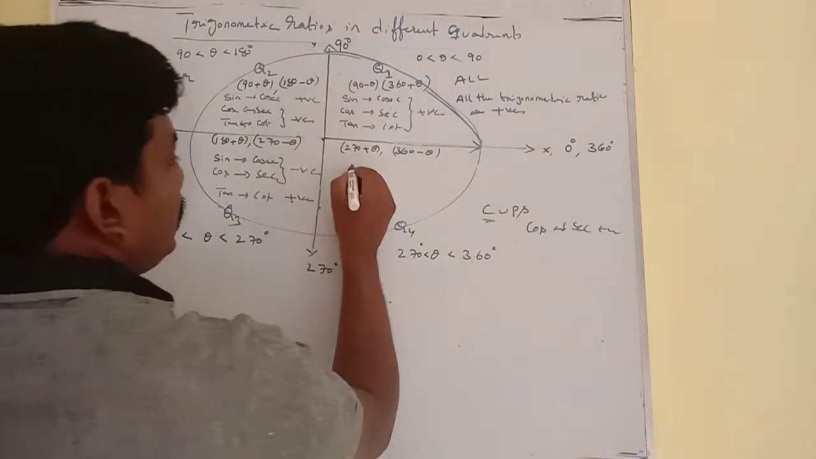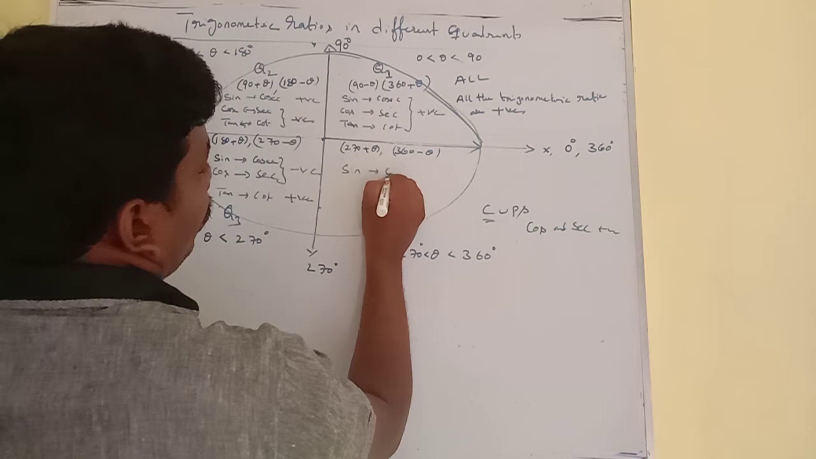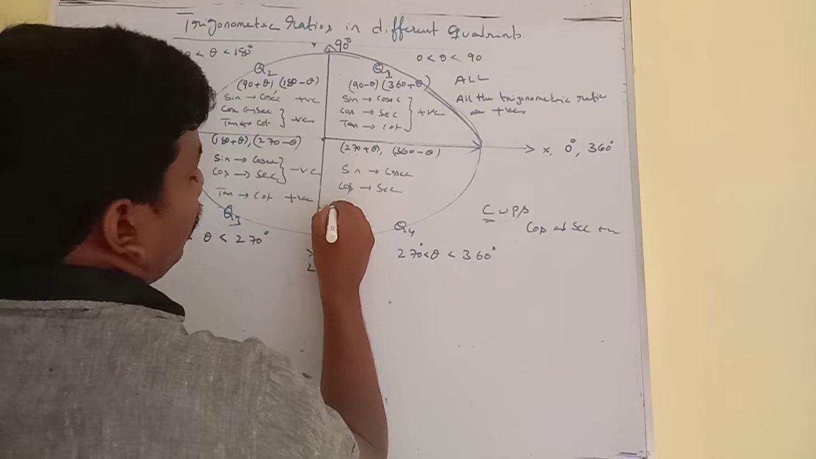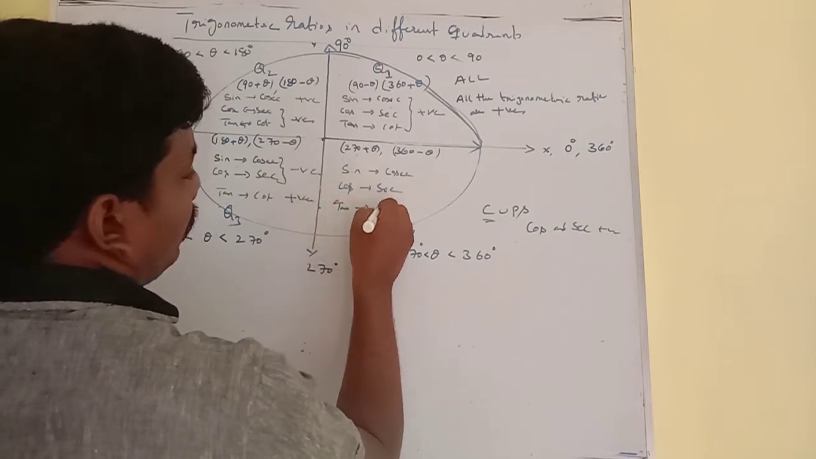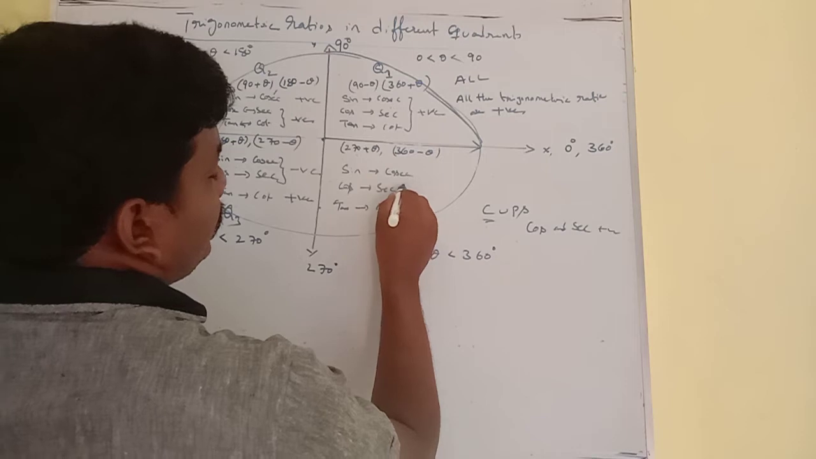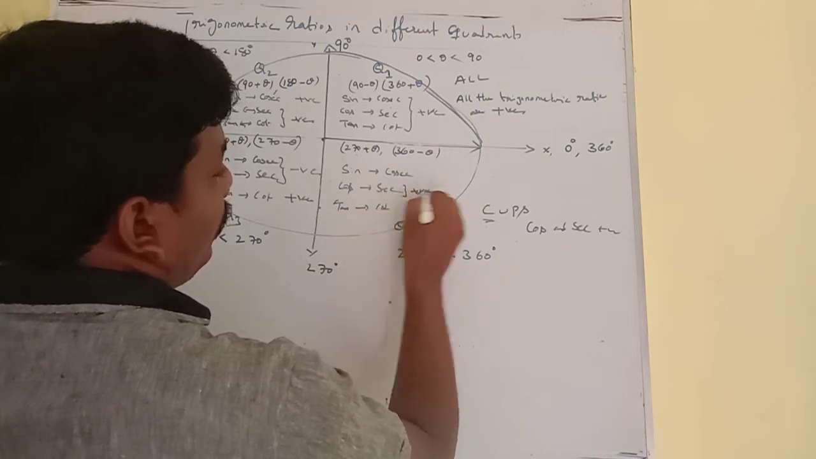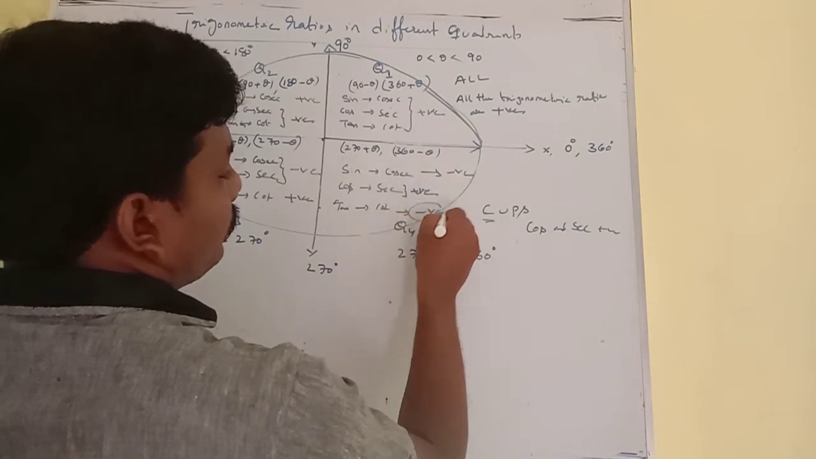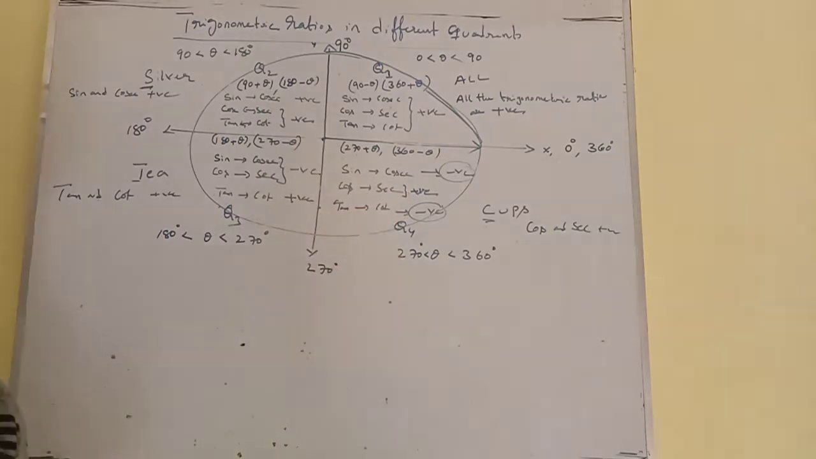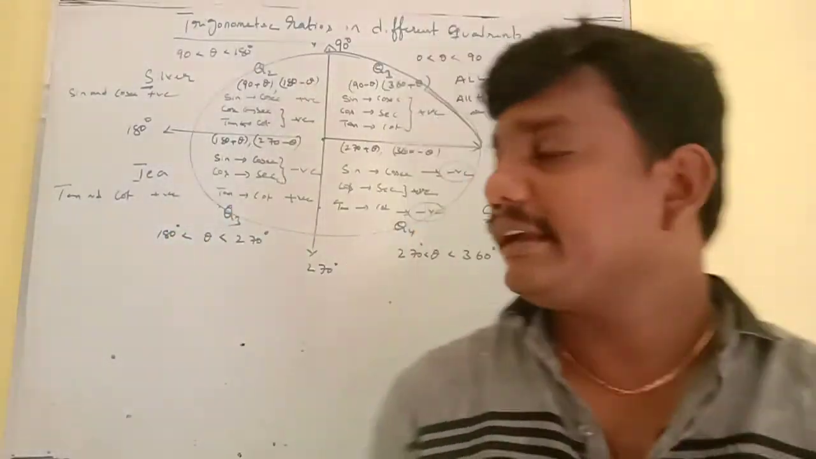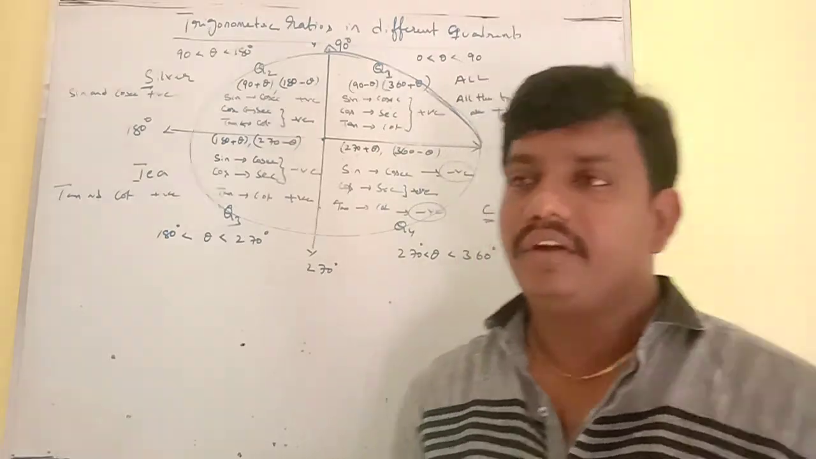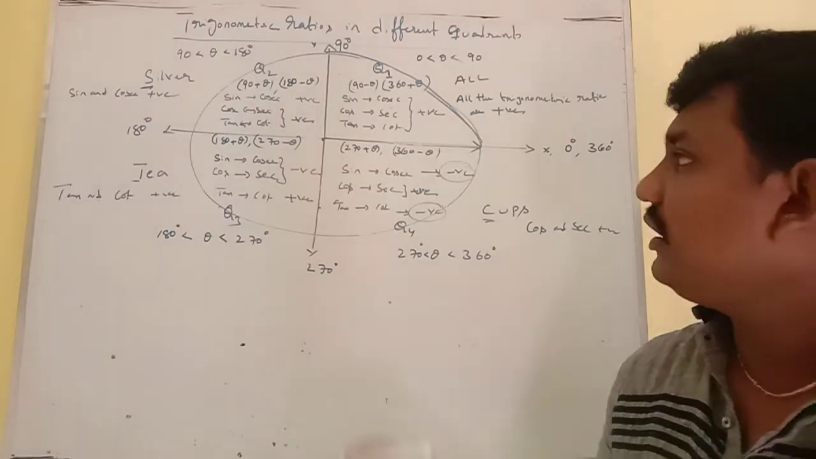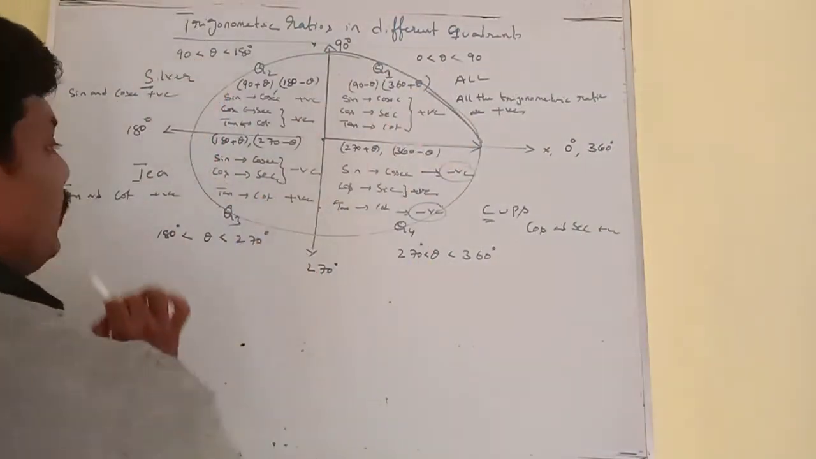Then coming to here: sine, cosec, cos, sec, then tan, cot. So only this is positive: cos and secant are positive. This is negative, and this is also negative. This is totally negative. Only this one is positive. This is called the sign of the trigonometric ratios in different quadrants of allied angles. That is called all silver tea cups.